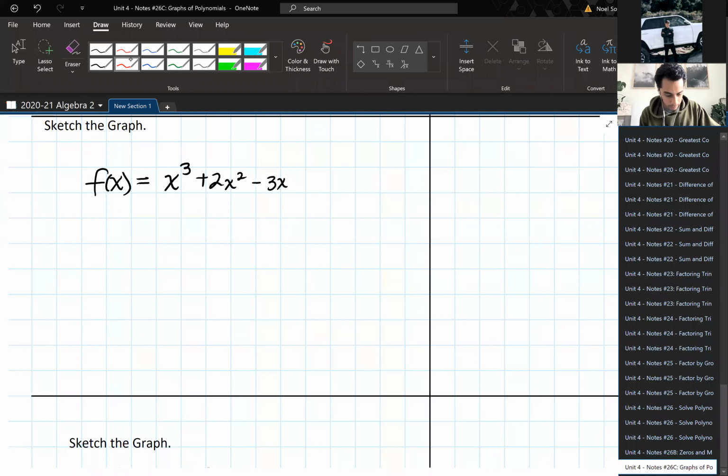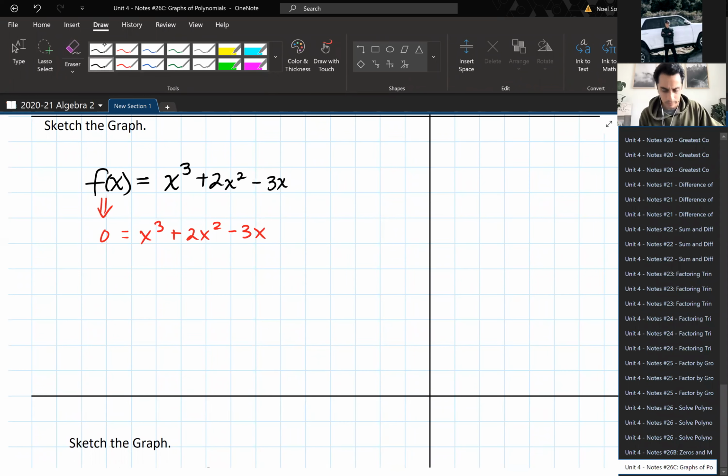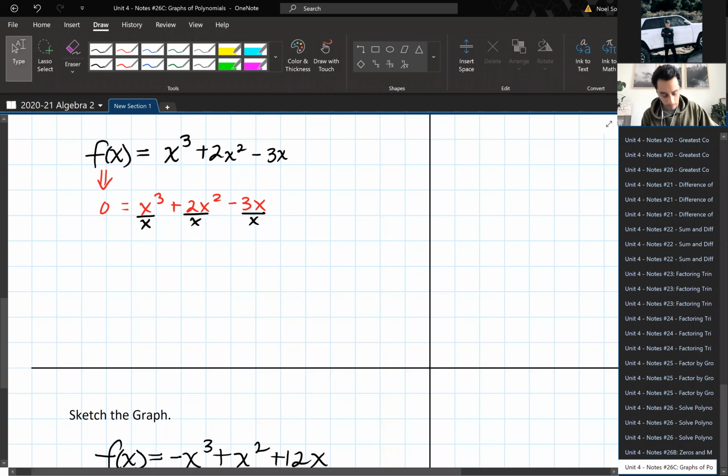All right, so what do we know? We want to sketch out the graph. We need to find the zeros and then the multiplicities for each one of those zeros. So convert f of x into 0. We have x to the third plus 2x squared minus 3x. What approach should I take from here if I'm looking for zeros? What should be my first step? Yeah, there's a GCF. You see that? You can factor out an x from each term. That leaves us with x times x squared plus 2x minus 3 equal to 0.